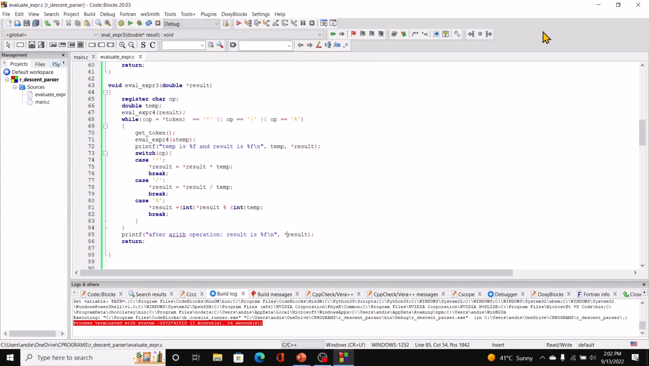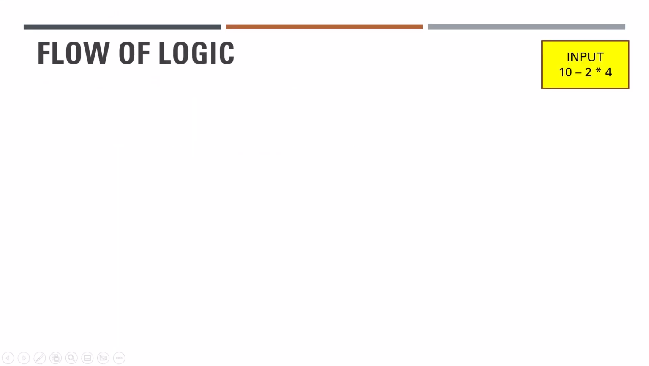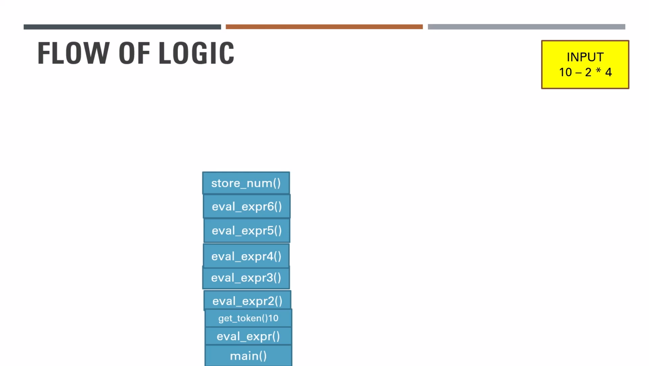But what I have for you is a visual so that you can understand what's happening in the code. So that was our input. We have our main function. We are calling Eval Expr, which is the entry point to the parser. We then get token 10. We call Eval Expr 2, which calls Eval Expr 3, which calls 4, 5, 6. And we call store num, where we store the ASCII to float value of 10. Then we call get token. We get the negative sign or the subtraction operator.